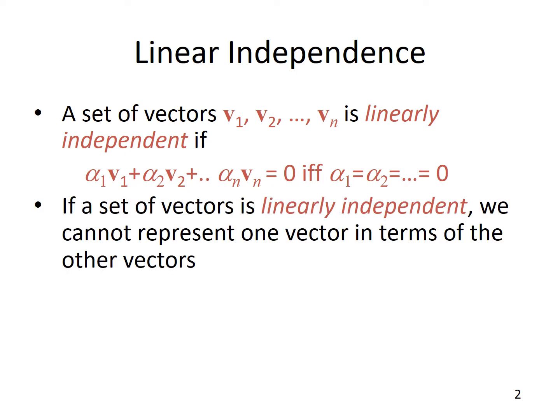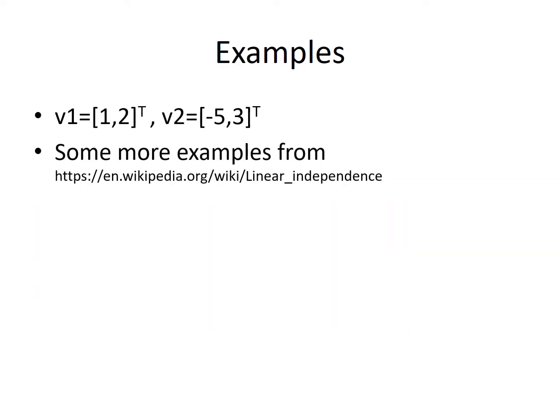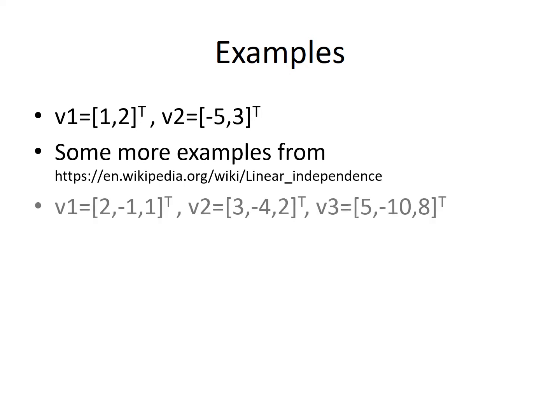If a set of vectors is linearly independent, we cannot represent one vector in terms of the other vectors. Conversely, if a set of vectors is linearly dependent, then at least one can be written in terms of the other vectors. Here are some examples of linearly independent vectors. You can find more examples on the web.